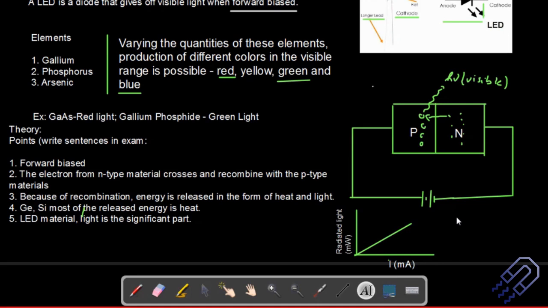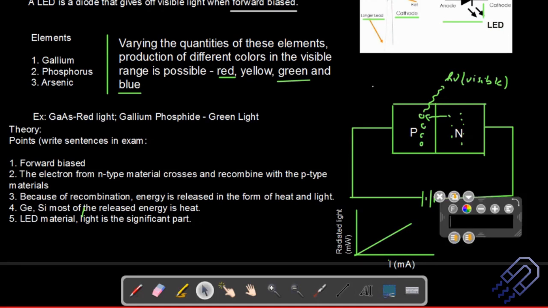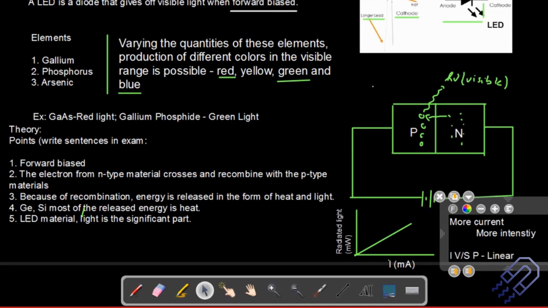What do I exactly mean by increasing the intensity? It means that more electrons will recombine with the holes. So more current, we have more intensity, and that is important. The relation is linear. Current, or I can write I versus power, it is linear. Intensity versus power is basically linear.